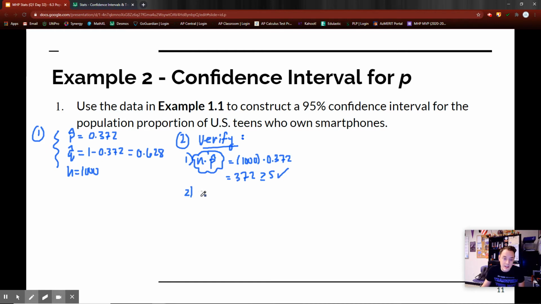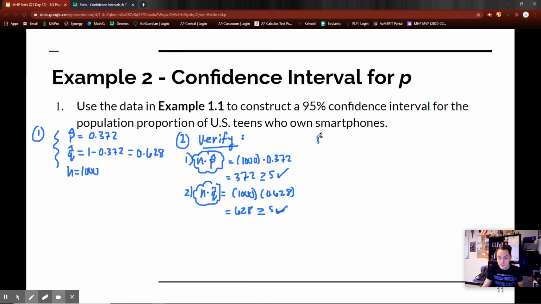The second thing I need to do is my q as well. So my n times my q hat. My n is 1,000, and then my q hat is 0.628. So when I multiply that, I actually get 628. That's definitely greater than or equal to 5. So again, it checks out. So it does verify, which means I can actually start solving this.